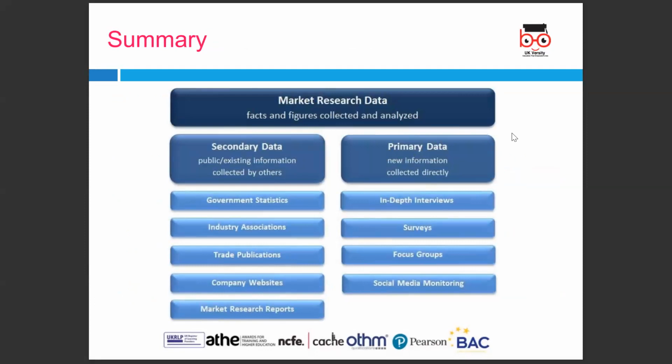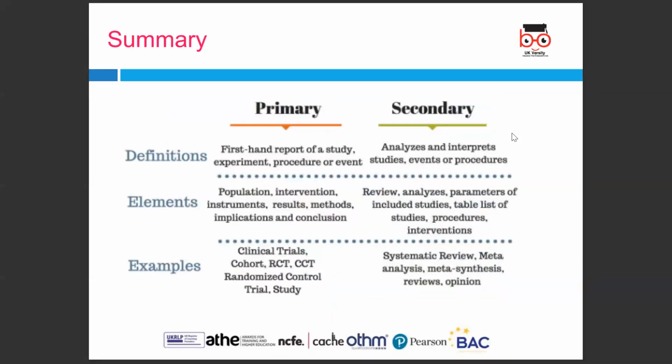So we've got a summary. Market research data: facts and figures collected and analysed in the table there. Secondary data is public existing information collected by others. As we mentioned earlier: government statistics, industry associations, trade publications, company websites, and market research reports. And you need to make sure that the data you've collected is authentic. Primary data: new information collected directly, in-depth interviews, surveys, focus groups, and social media monitoring.